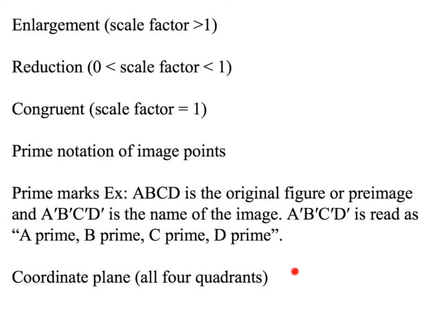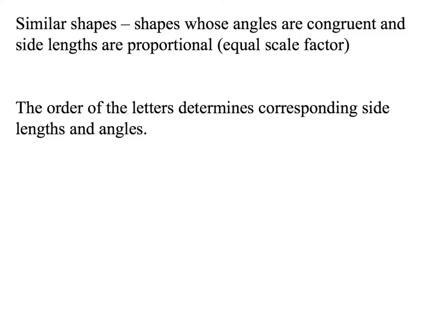We'll use the coordinate plane for dilation. We're going to use all 4 quadrants. When we dilate, we create similar shapes. Similar shapes are shapes whose angles, the inside, are congruent and their side lengths are proportional. That means they have a scale factor that's going to be multiplied by every single side length, and that scale factor is going to be the same. The order of the letters determines the corresponding side lengths and angles. We'll get to that in just a minute.